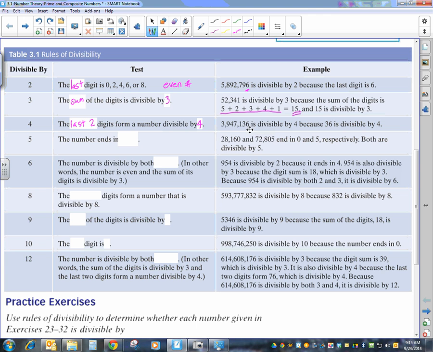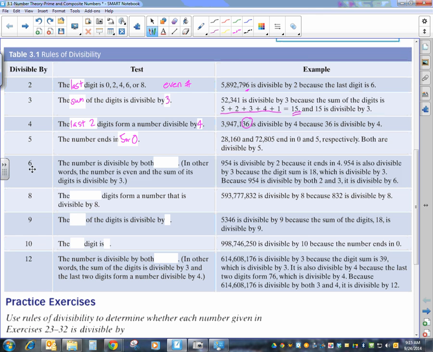So I have this really large number, 3,947,136, and I want to know if it divides by 4. All I have to do is look at the last 2 digits. 36 is divisible by 4, so I know that this really large number will be divisible by 4. How do we know if something divides by 5? If the number ends in 5 or 0.